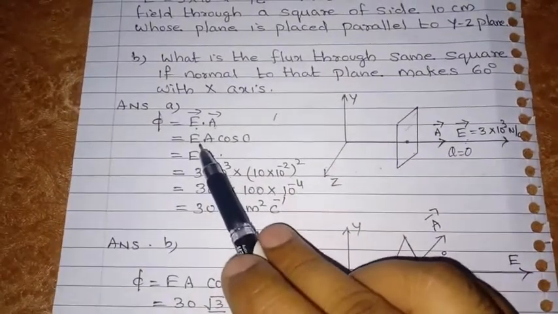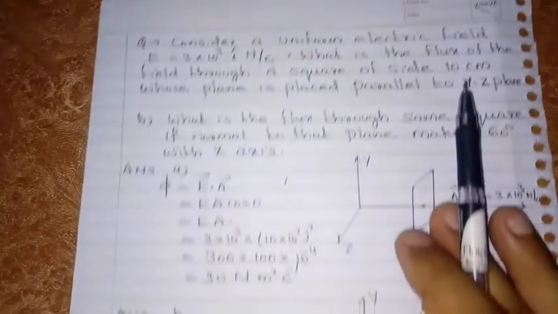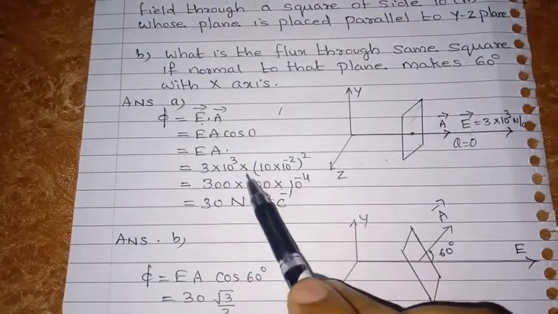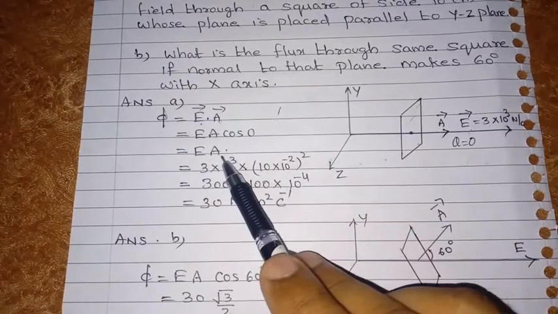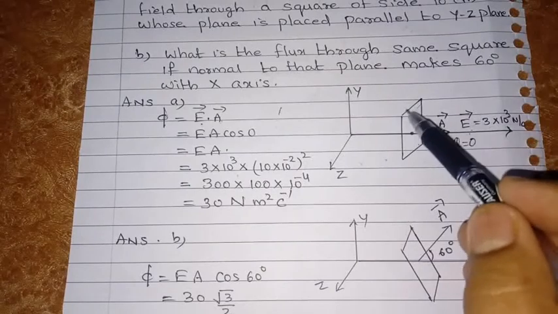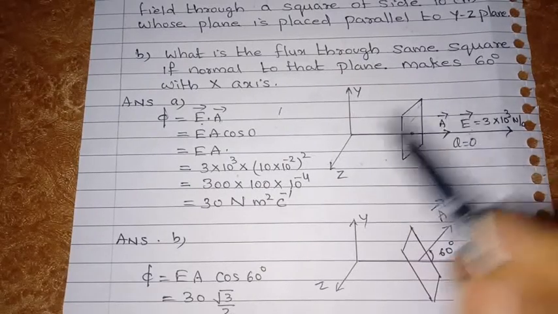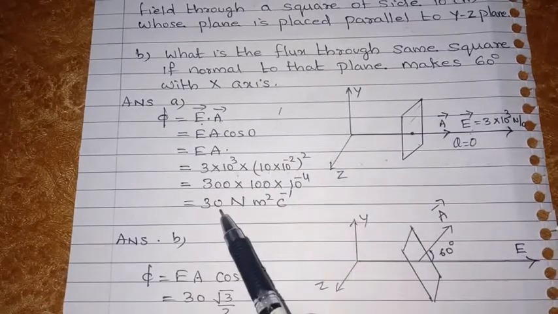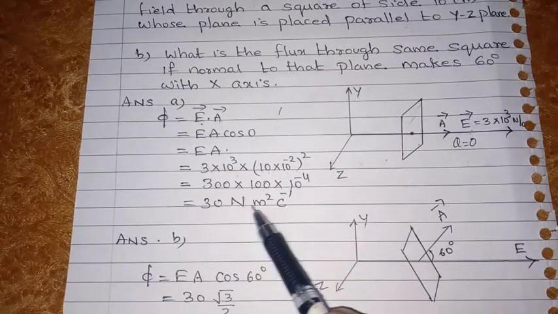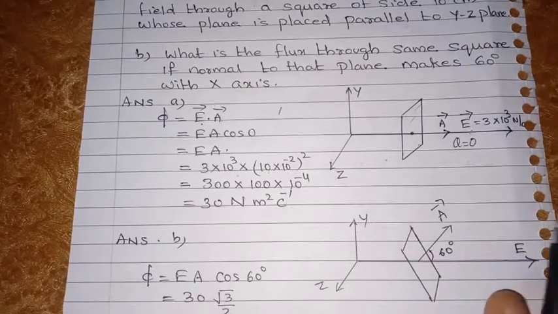Electric field is given E is equal to 3 into 10 to the power 3. Therefore, I can substitute 3 into 10 raised to 3 into 10 into 10 raised to minus 2 the whole square, because area is equal to length square. Length is given 10 centimeter. Therefore, 10 into 10 raised to minus 2 the whole square area. Therefore, the result will be 30 Newton meter square Coulomb raised to minus 1.